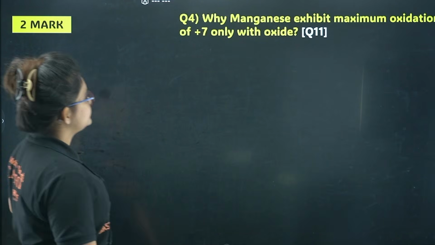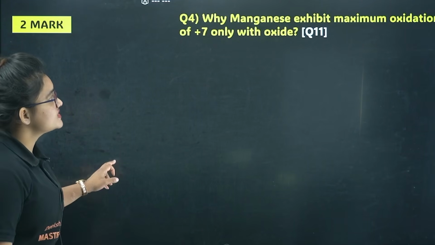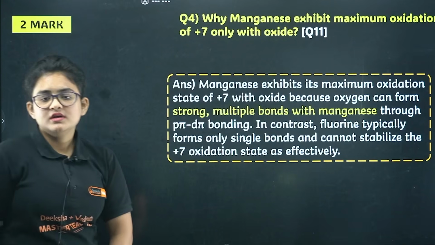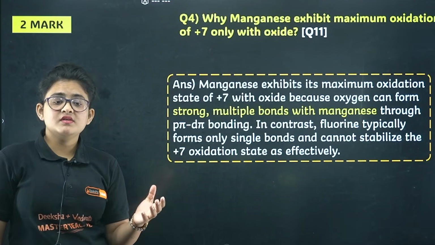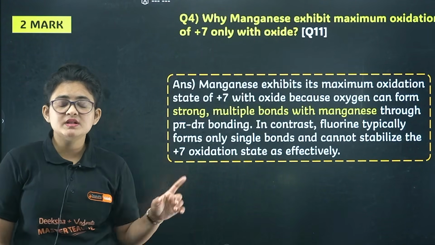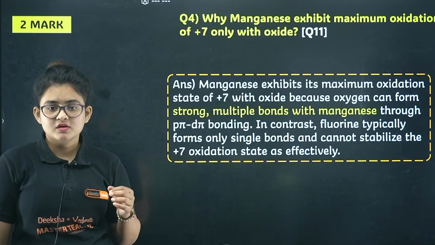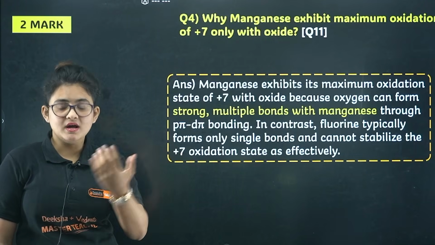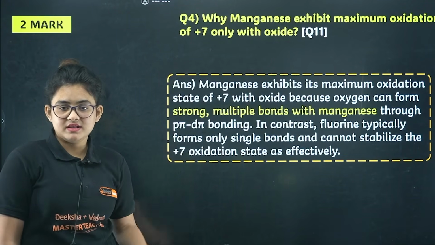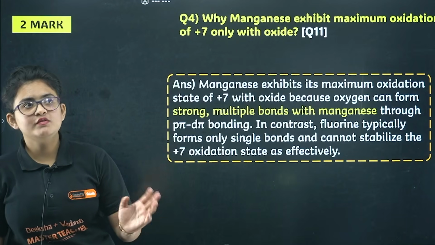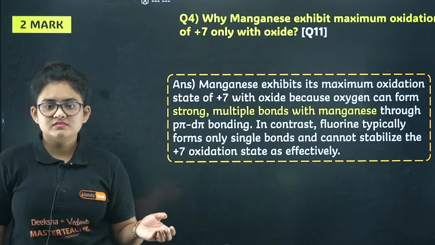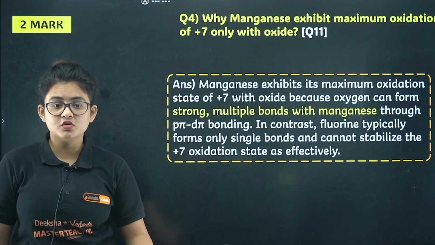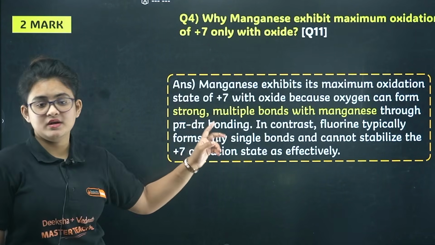Okay, let's proceed. Why does manganese exhibit maximum oxidation state of +7 only with oxide? So it's a very important question. Oxygen can form a very strong multiple bond with manganese. Okay, p-pi d-pi type of bonding they can form, that makes the entire compound very stable. But fluorine cannot do it, just because it cannot stabilize the +7 oxidation state with a single bond only, right? That's the reason oxygen can do it.